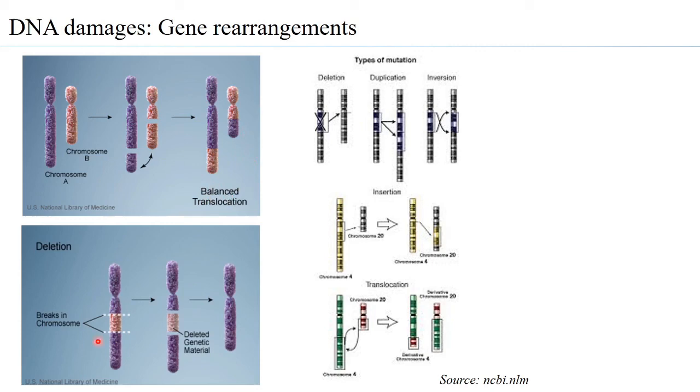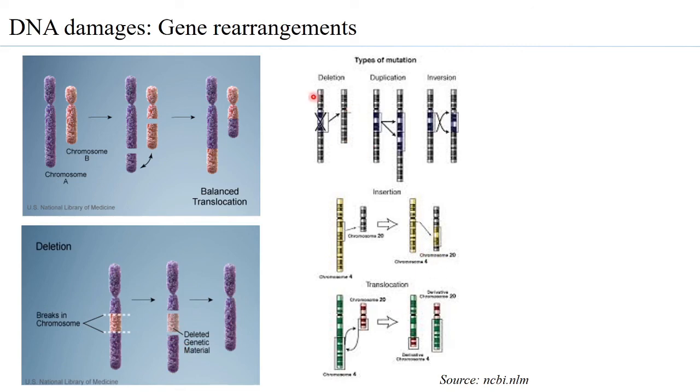Simply deletion can also lead to DNA damage. For example, all genes that were present in this have been removed because of breaks in the chromosome. The breaks in the chromosome can be because of ionizing radiations, and so this deleted genetic material makes the chromosome shorter, and because the chromosome is shorter, several functionalities have been lost because the genes present in this have been lost. So gene rearrangements are at the chromosome level.